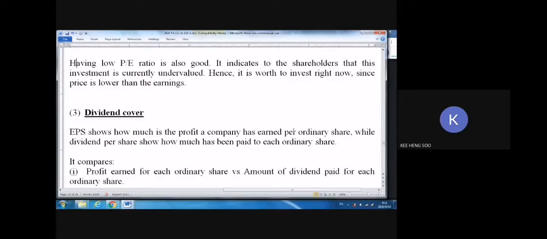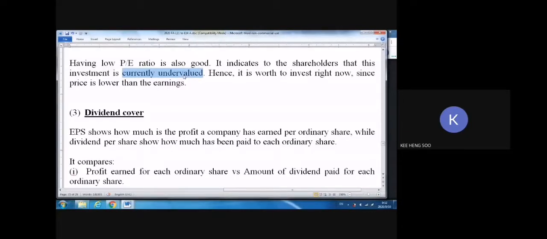However, a low PE ratio is also good. So this investment is currently undervalued, which means it's time for me to go in. So there's no single answer for this PE ratio. High means this company is doing very well, you should go in. The only thing is the price is too expensive.